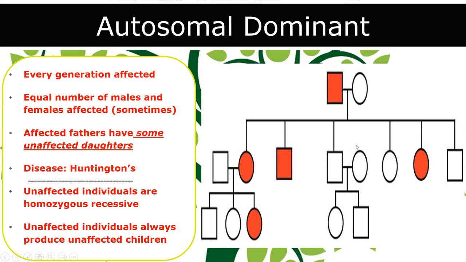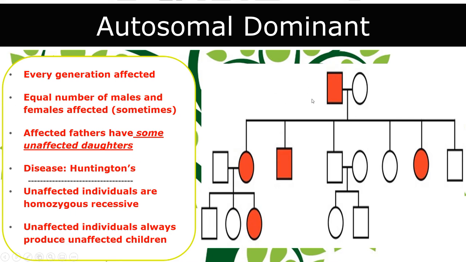And then you look at their daughters. Because remember, the father has to give his X chromosome to the daughter. He doesn't have a choice. So if this was on the X chromosome, all the daughters would have the disease. But in this case, the father has some daughters that don't have it, at least one. And so this is saying that this is not on the X chromosome. And because it's showing in every generation, this is going to be an autosomal dominant. So that's the trick that you're looking for.